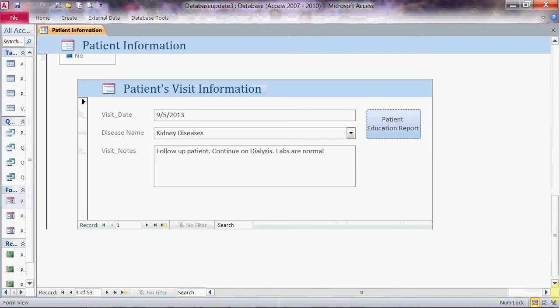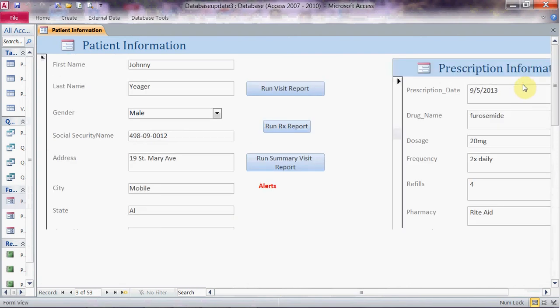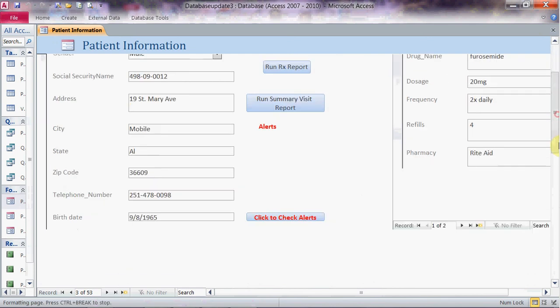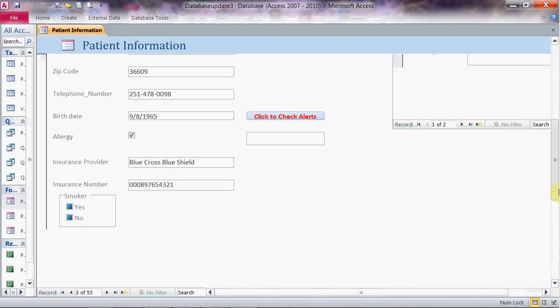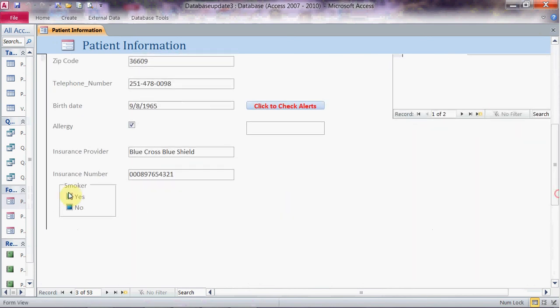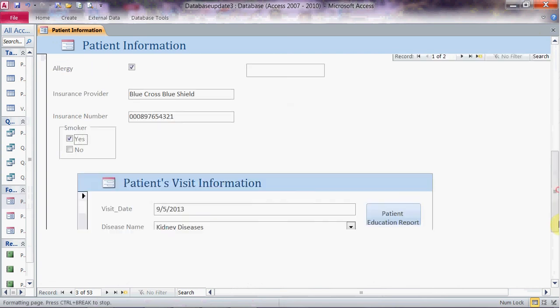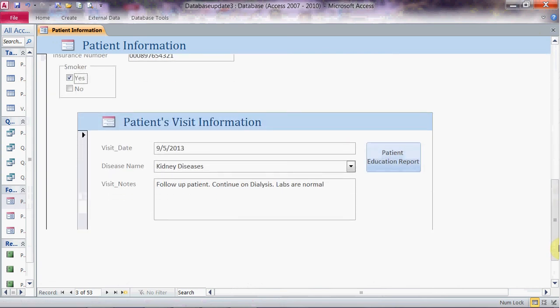Our third patient is Mr. Johnny Yeagert. Mr. Yeagert, a male, has Blue Cross Blue Shield insurance. He's a smoker, and he has been diagnosed with kidney disease. Our information sheet says that this is a follow-up patient to continue on dialysis as ordered, and his labs are normal today.